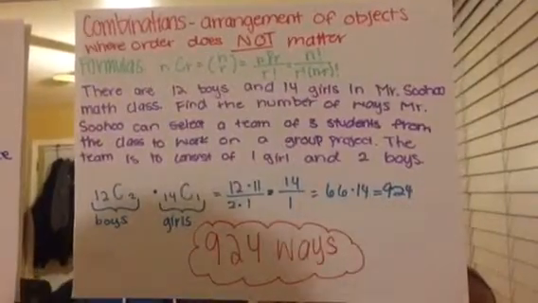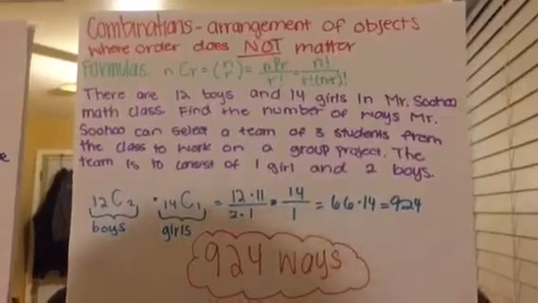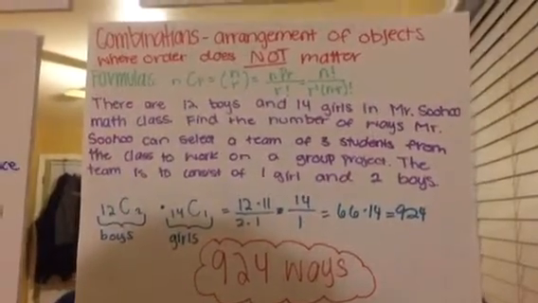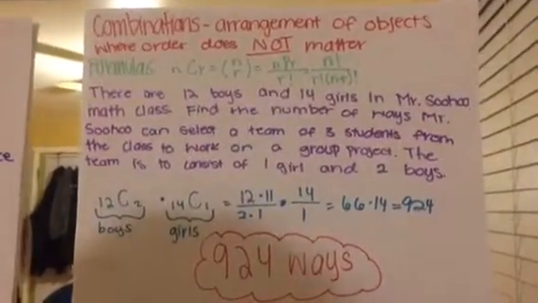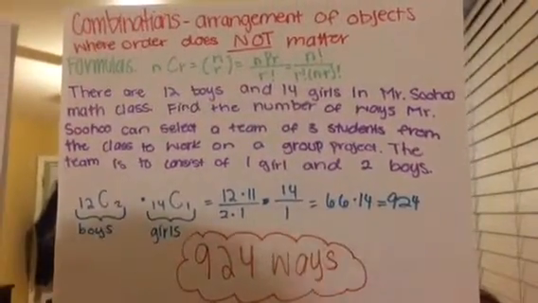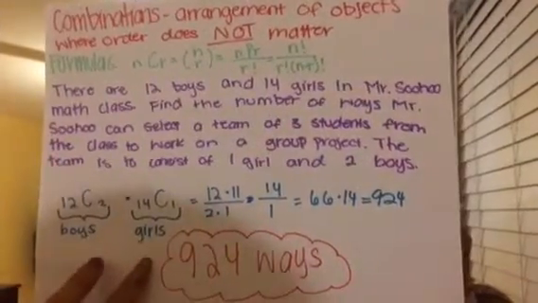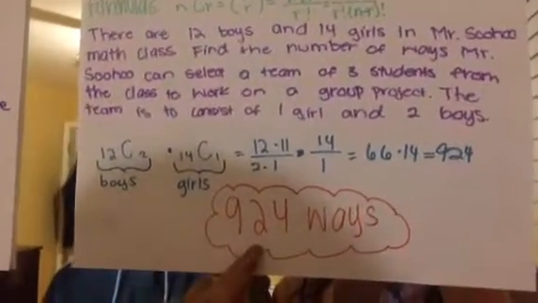So the problem we're presented with is there are 12 boys and 14 girls in Mr. Soohoo's math class. Find the number of ways Mr. Soohoo can select a team of 3 students from the class to work on a group project. The team is to consist of 1 girl and 2 boys. So as you can see the math right here, you have to multiply the boys and the girls together, and then you'll be able to get 924 ways.